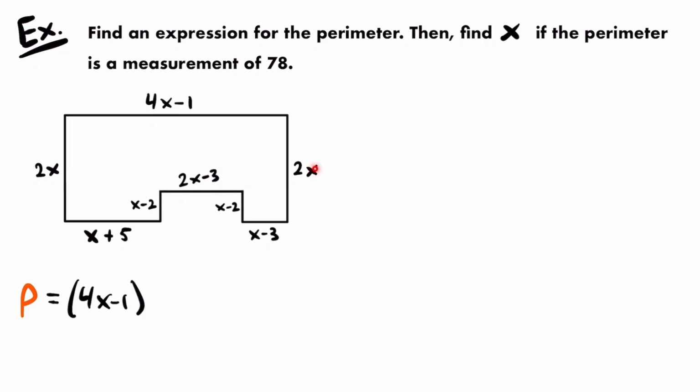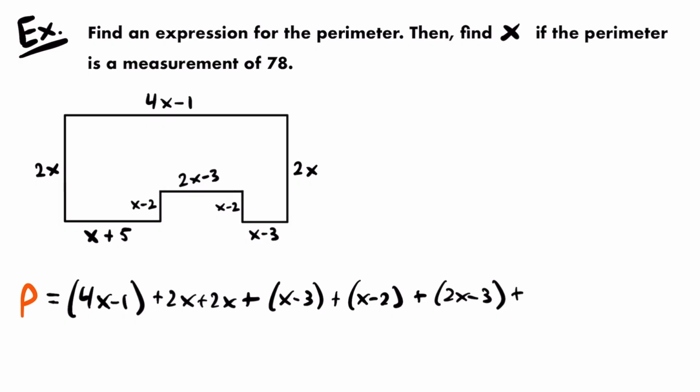And then we have 2x and 2x. So we'll have plus 2x, and then plus (x - 3) and (x - 2). So (x - 3) plus (x - 2). Then (2x - 3) and (x - 2). So plus (2x - 3) plus (x - 2). And then finally, our last side is x plus 5. So plus (x + 5). All right, now this would be true, and you could try to work with this.